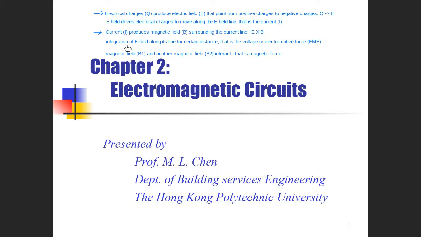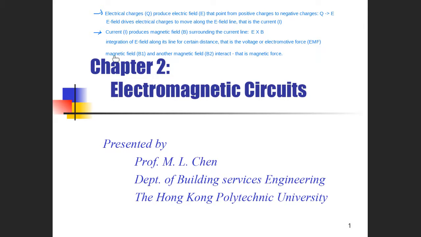Integration of the E field along its line for a certain distance is the voltage or electromotive force. So now you understand what is meant by voltage. Voltage is in volts, and electric field is in volts per meter. This is how the electric field and magnetic field are produced. It all comes from charge, moving or not moving. So charge is the origin of the electric circuit.